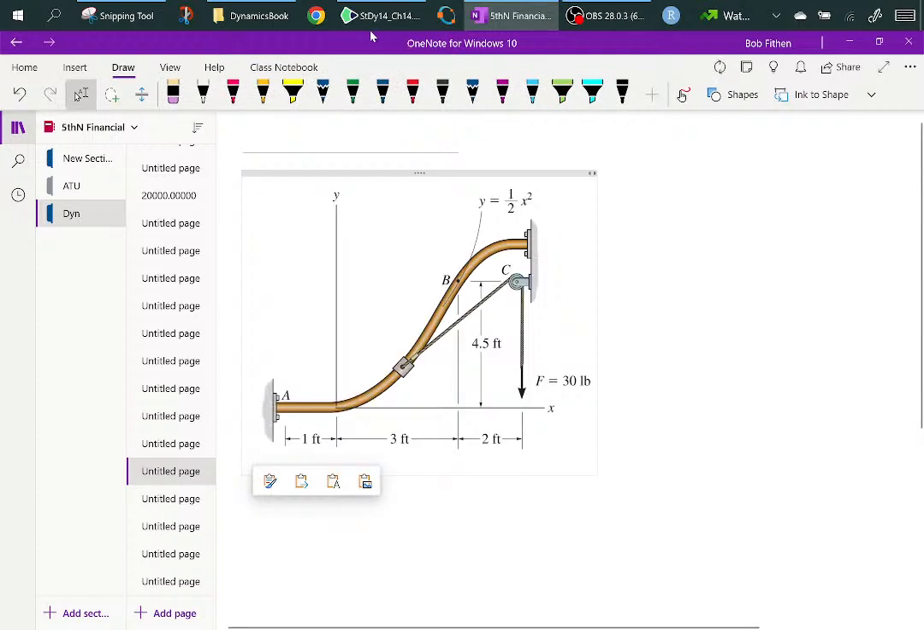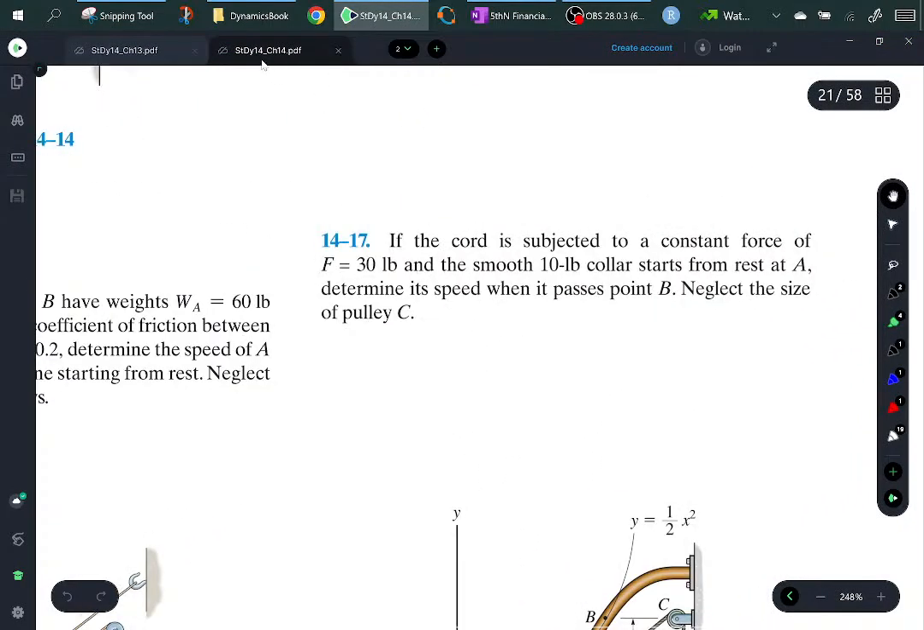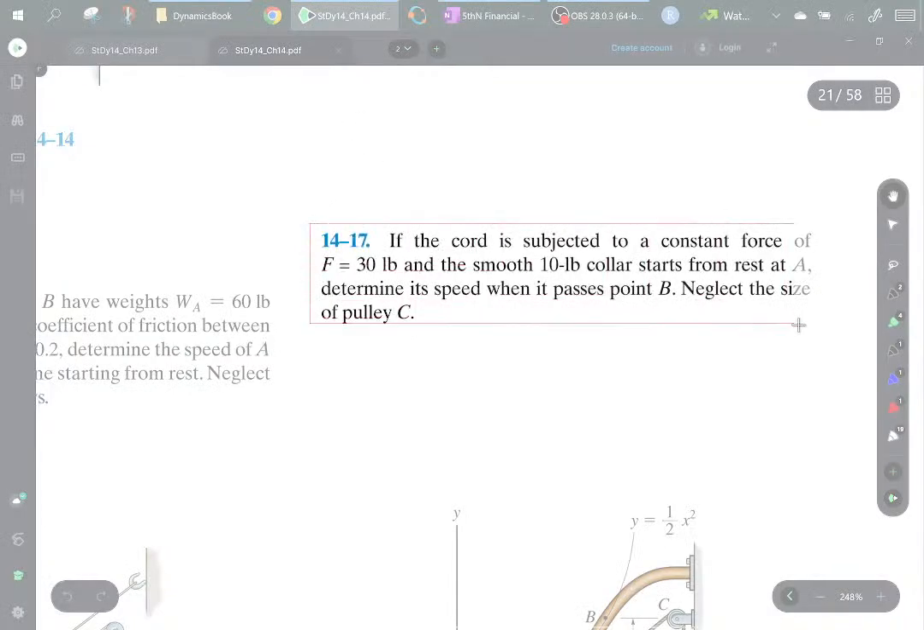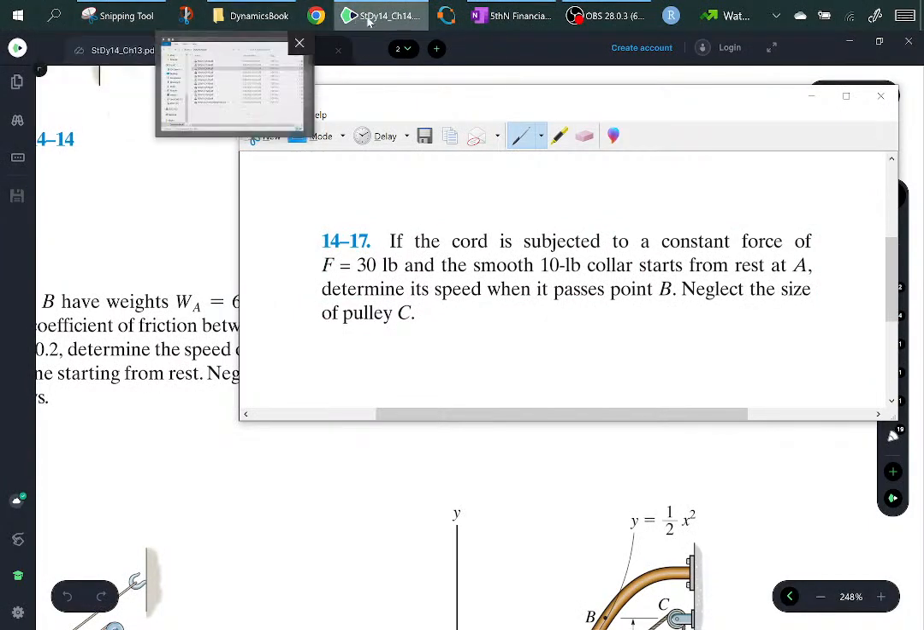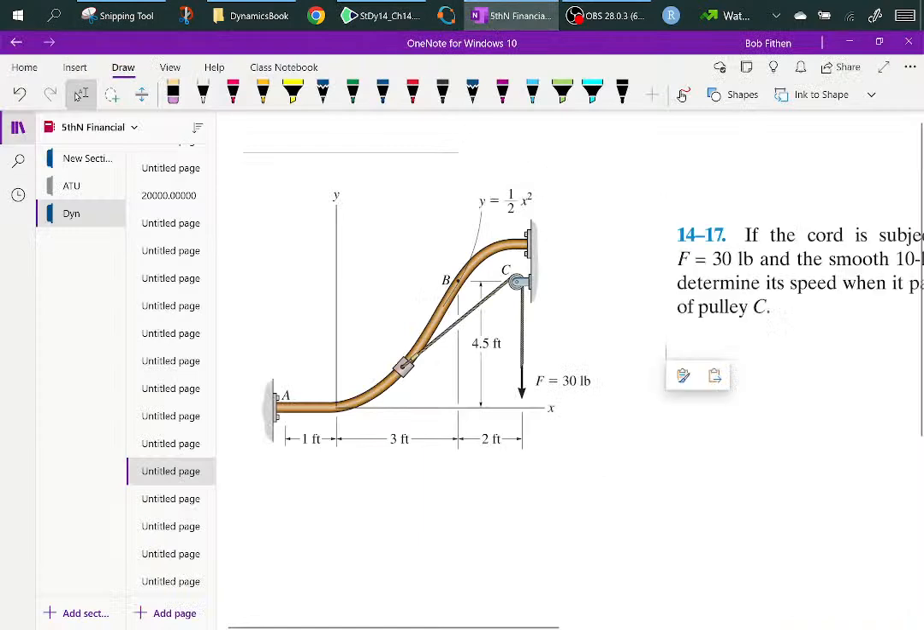Okay, there's the problem, and I do not remember this statement. So let me grab this statement. By the way, this should be in our book as well. It's the same book, it's just one edition back.